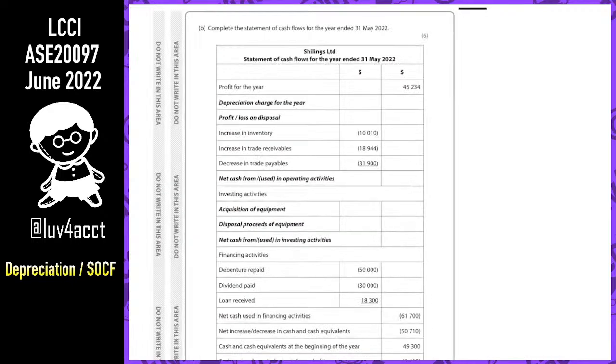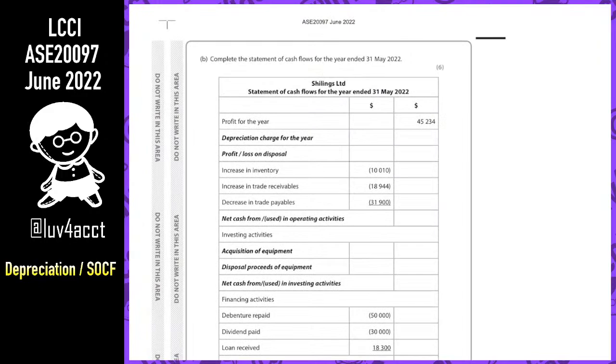we go to the last part. This is an incomplete statement of cash flows. Most of the items are given to you. We just need to fill in the remaining. So profit for the year, or not really profit for the year, but operating profit. If you don't have interest or tax, then operating profit is equal to profit for the year. Next part, depreciation charge for the year. Just now you are given that the depreciation charge is 9, how much?